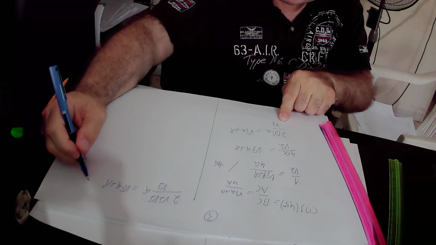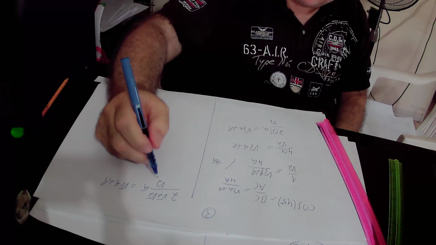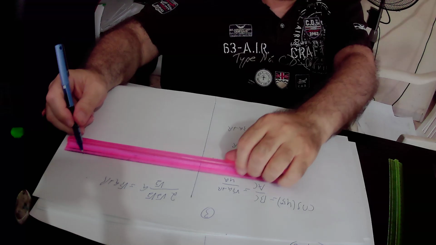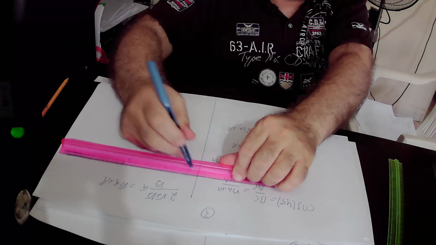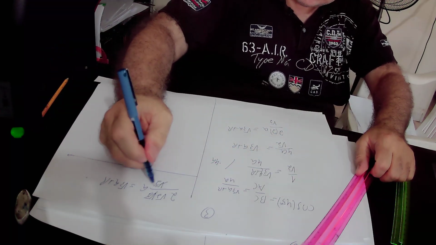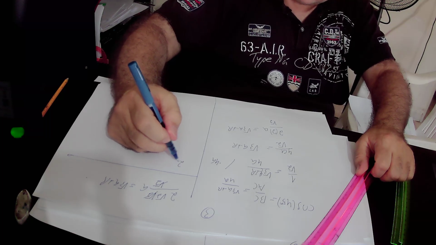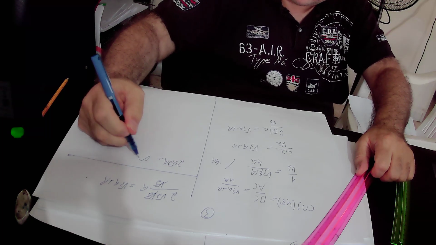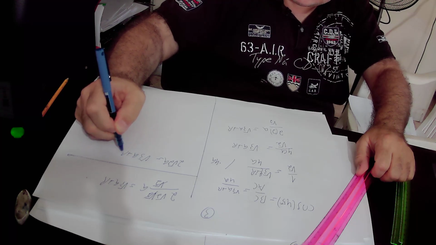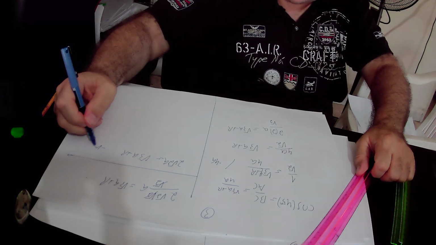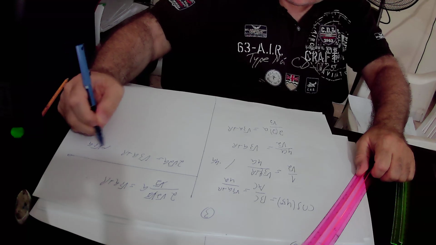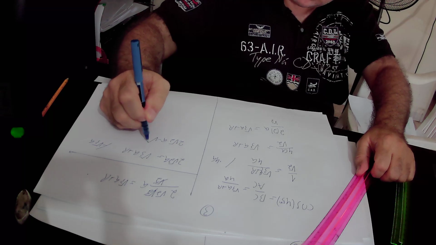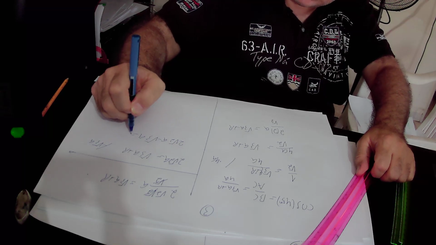Here we divide: we have square root of 2 in the numerator and square root of 2 in the denominator, so the square root of 2 will get cancelled, and we are left with 2 times square root of 2 times A equals square root of 3A plus R. Here we subtract square root of 3A from this equation, and we get that 2 times square root of 2 times A minus square root of 3 times A equals R.